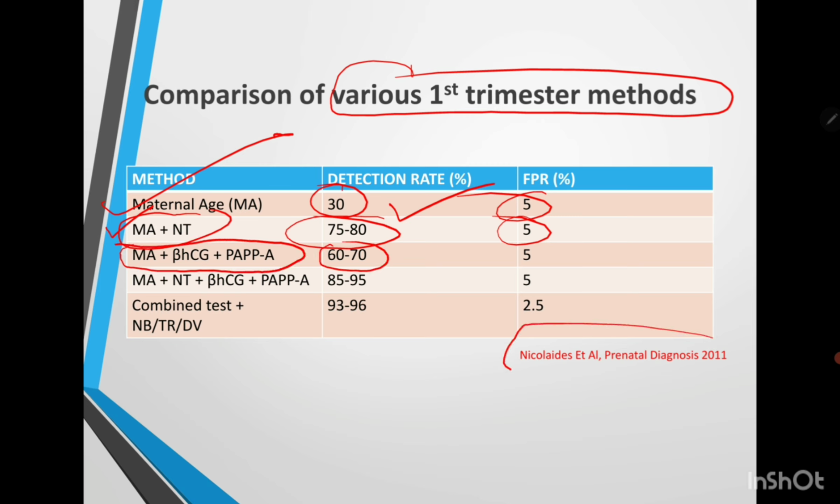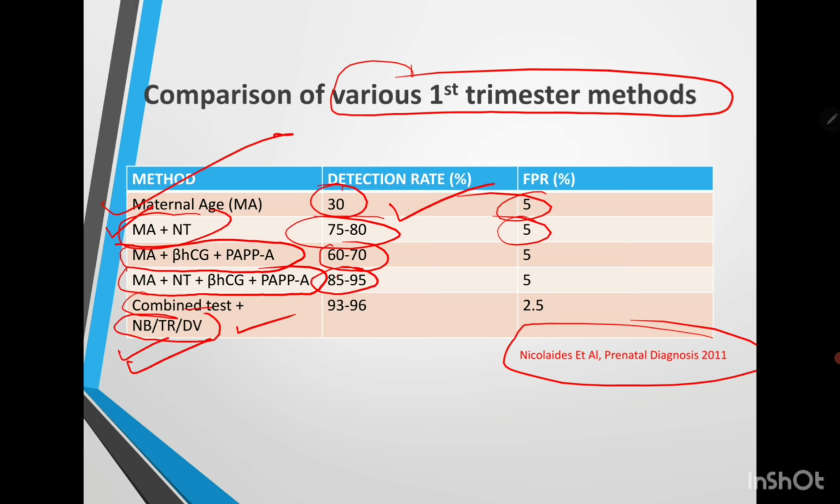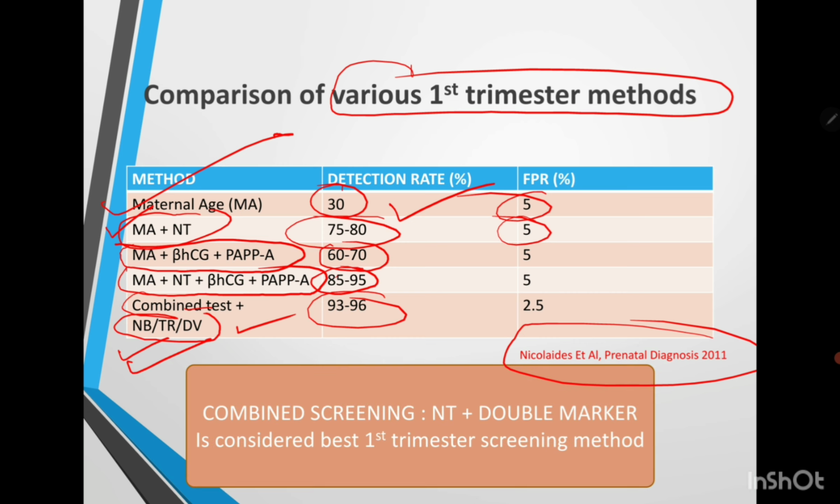This is as per Prenatal Diagnosis 2011. Maternal age plus NT plus beta hCG plus PAPP-A, that is 85 to 95% detection rate, the combined test, that is NT plus age. Combined test plus nasal bone, tricuspid. If you take these additional markers, tricuspid regurgitation, ductus venosus Doppler, then a 93 to 96% detection rate will be found. So combined screening, that is NT plus double markers, is considered the best first trimester screening method. So basically you have various methods.